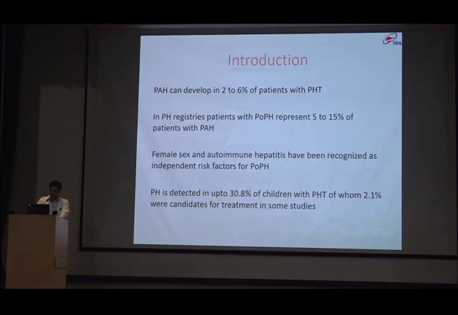Pulmonary arterial hypertension can develop in up to 2 to 6% of patients with portal hypertension. In PH registries, patients with POPH constitute about 5 to 15% of patients with PH. Female sex and autoimmune hepatitis have been recognized as independent risk factors for POPH, and it is detected in up to 30% of children with portal hypertension in pediatric studies.